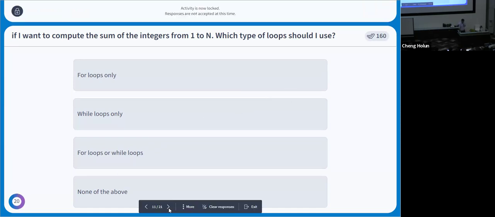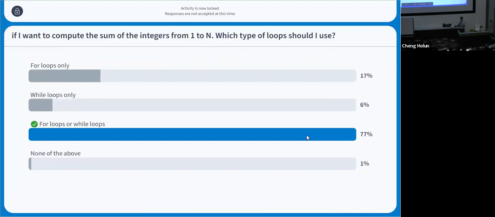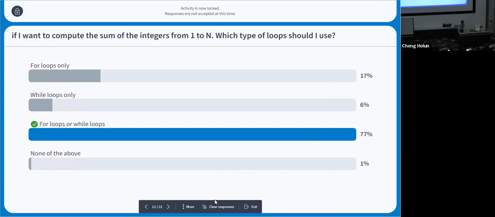The answer is, oh, good job, most of you know, okay? It's like the factorial. I can use while loop and for loop. The immediate thing you can think of is, oh, I can use a for loop, but then you can also use while loop, right? So that's why.